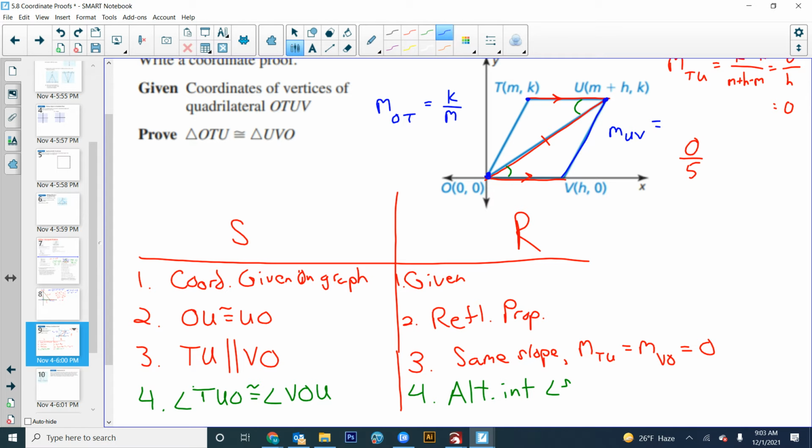Let's be careful here. I heard someone say something, but I didn't quite hear what you said. How much do we rise to go from 0 to K? Okay. How much do we run to get from H to M plus H? If I start at H and I end up at M plus H, I've gone M units. Do you agree?